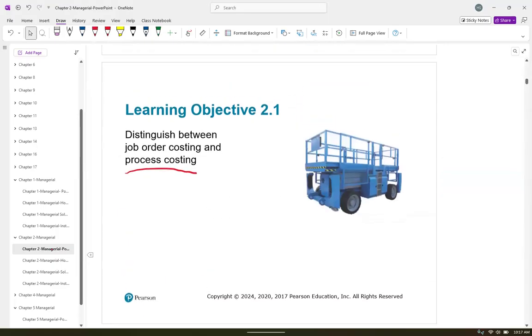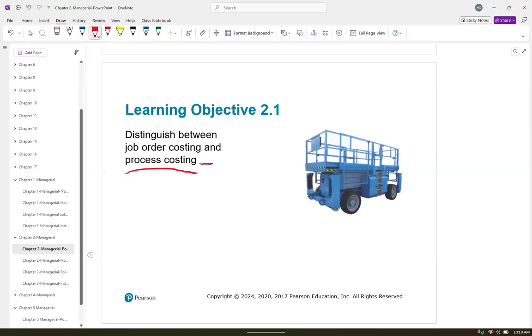When you think of process costing, think of very homogeneous items like gallons of milk coming off the line. They all look exactly the same. Okay. Anything that's mass produced, I showed you those videos of aluminum foil and hot dogs. Those would be process costing items.